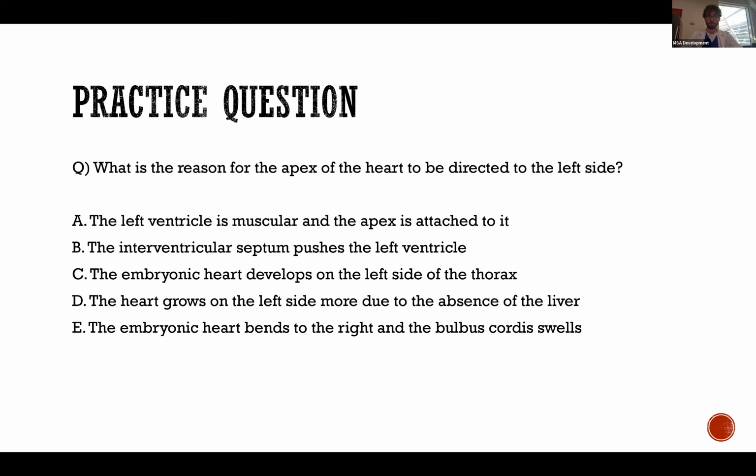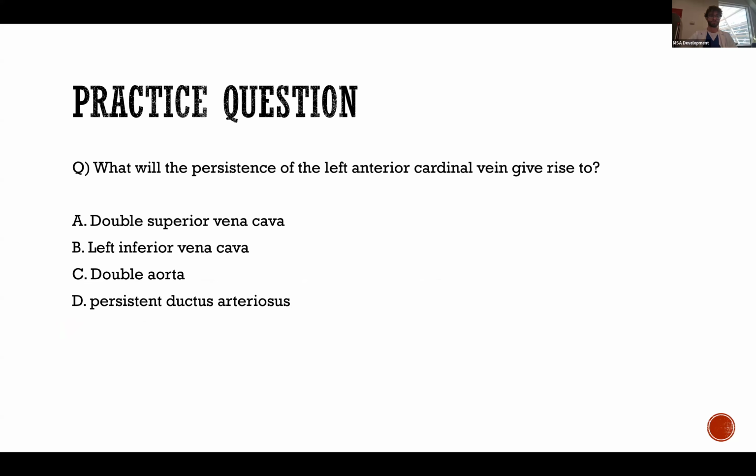What is the reason for the apex of the heart to be directed to the left side? The reason is because the embryonic heart, as we said, bends to the right, so the apex will be on the left. Obviously, the bulbus cordis swells, but this is not what we care about. We care about the heart bending to the right, causing the apex to be on the left.